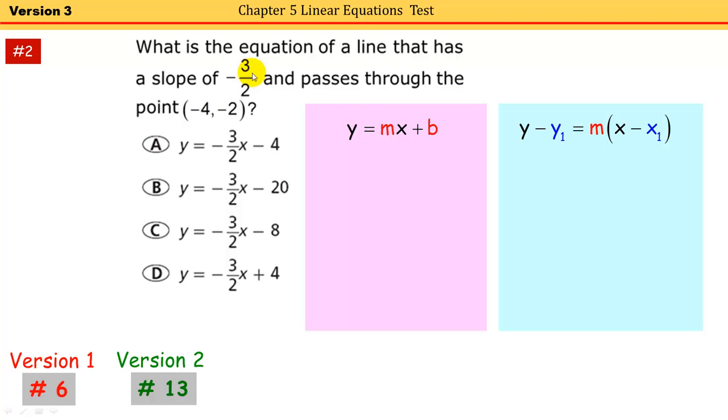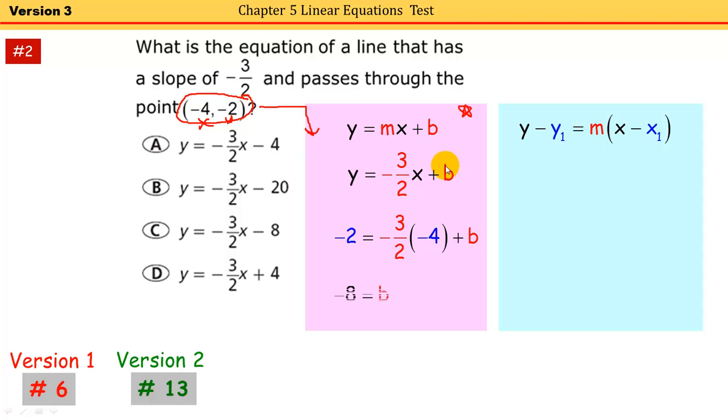We know the slope is negative 3 over 2, so I'm going to go ahead and tackle this one this way first. If I have this as negative 3 over 2, and this point is on the line, I can take this point and plug it in for my x and y, and at that point my only unknown will be b. So let's do that. It says my y-intercept is negative 8, and the only one with a y-intercept of negative 8 is right there. So that's how to do it with a more straightforward common sense approach.